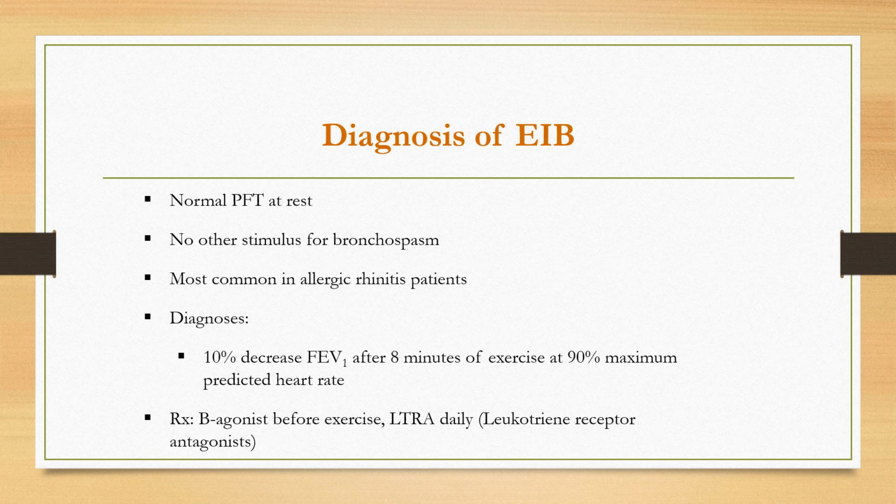So what do you do? A lot of times they take a beta agonist before exercise, or they can start taking a leukotriene receptor antagonist prior to any kind of sport, such as Singulair. So it's easily diagnosed, it's easily managed. There's no reason why your child should not enjoy all the things that other children enjoy, and you just gotta educate the child as well as yourself on what to do with this.